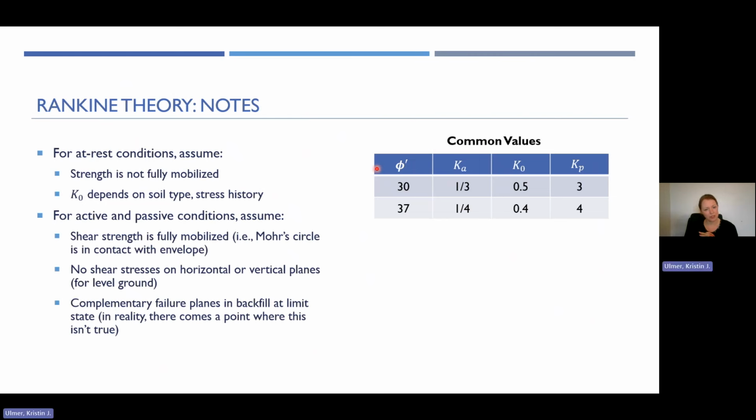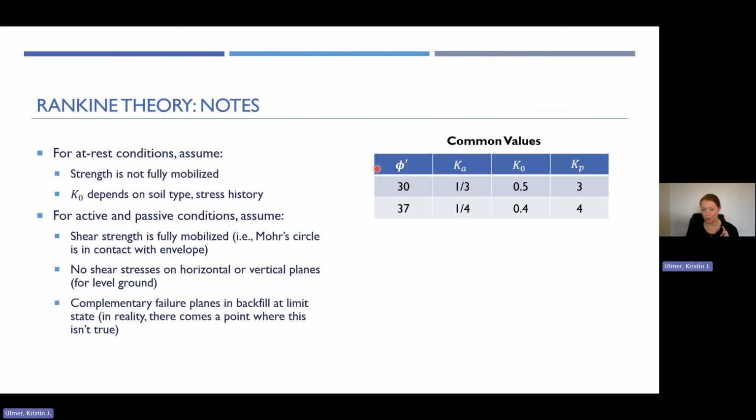For your active and passive conditions, we assume that your shear strength is fully mobilized, as we mentioned, and that you have no shear stresses on the horizontal or vertical planes for level ground, right? So that's an assumption. And then you have complementary failure planes in the backfill at the limit state, so you have these crisscrossing failure planes. In reality, there comes a point where this isn't necessarily true. But these are all the assumptions that we have for Rankine theory.